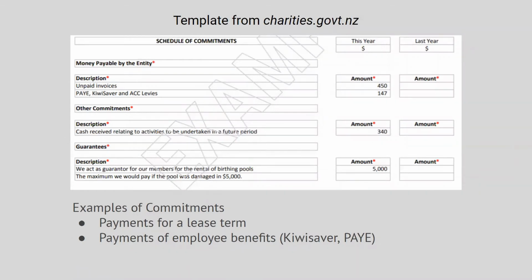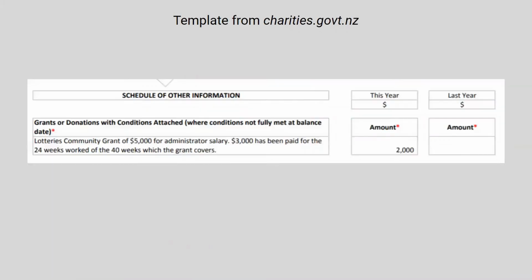So now moving on to the schedule of commitments. Again, a reminder, this is what the charity owes. Examples of this could include payments for a lease, or maybe payments for an employee that you've hired, such as KiwiSaver, or pay as you earn tax. And the last section, schedule of other information.